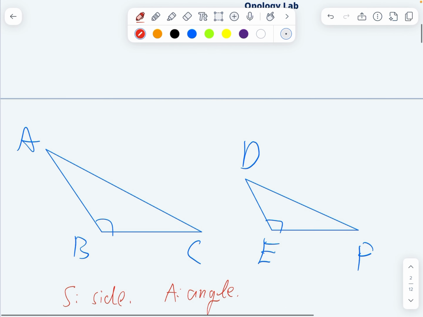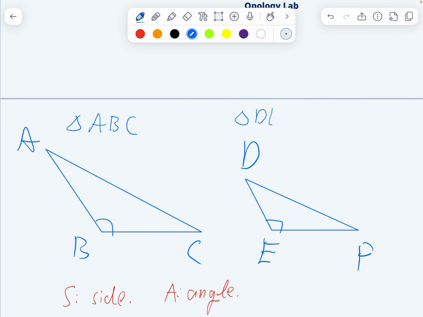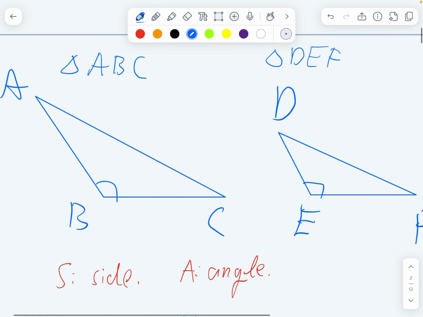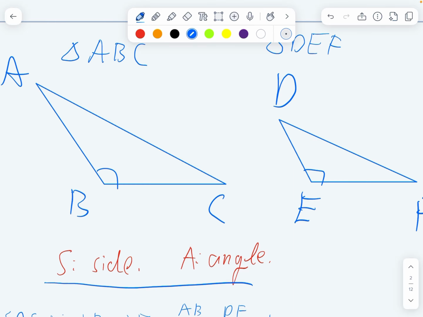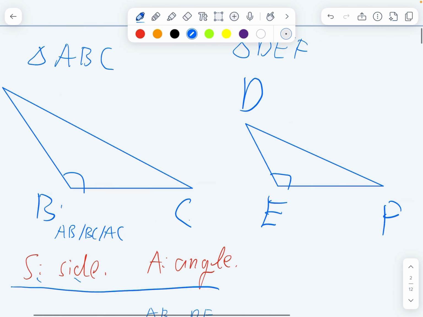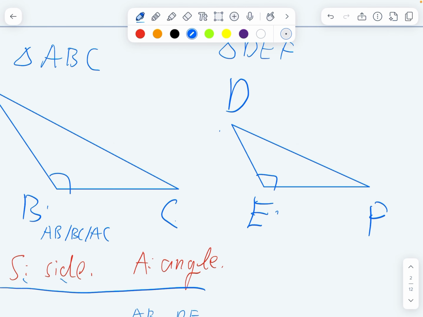Here are two triangles, called triangle ABC and the second one DEF. So what is similarity? We give two letters for each side, like AB, BC and AC. For the angles, it's like angle BAC or angle EDF.